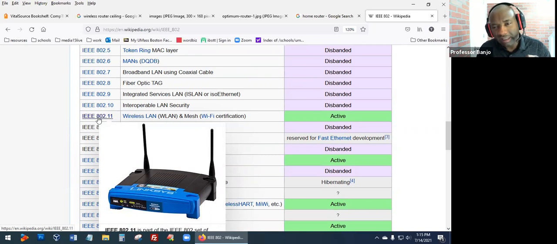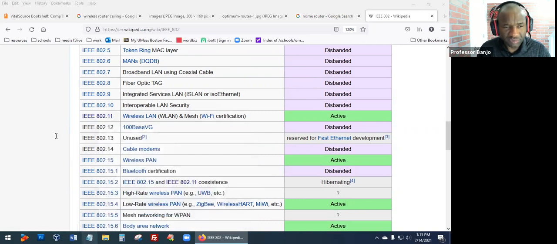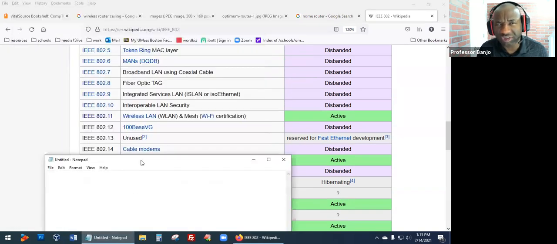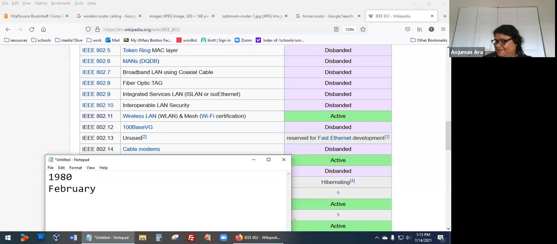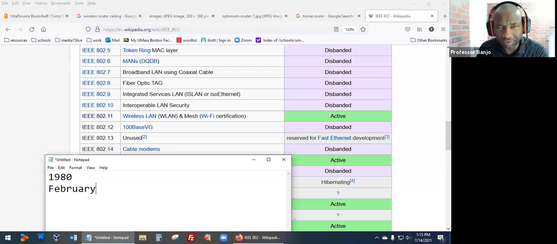Actually, just a side note, you might be wondering, what is 802? What does 802 mean? 802 refers to 1980 and February, the second month. 802 was when they had this big meeting in February of 1980, and they came up with all these different rules and specifications. So that's what 802 refers to.